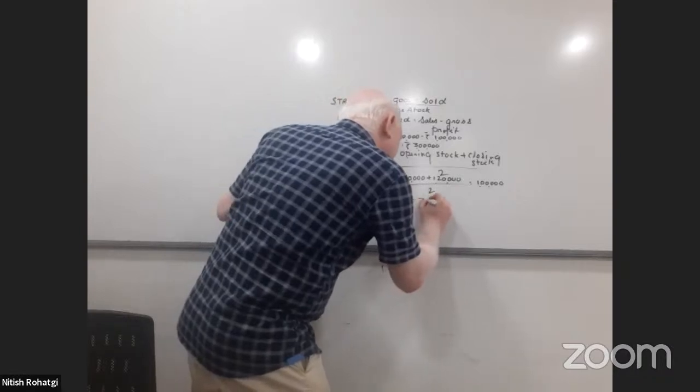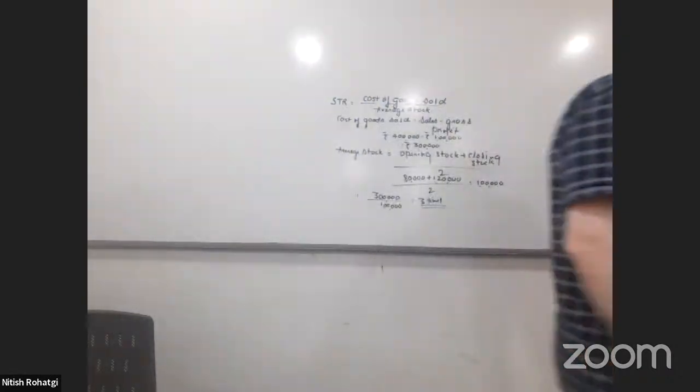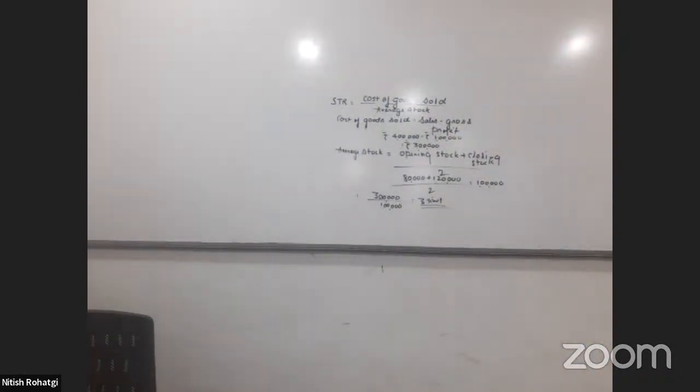Stock turnover ratio is 3 times. Turnover ratios are not calculated in terms of ratios; it is always calculated in terms of times. How many times? It shows that we are selling thrice our average stock. What we have in the stock is being sold 3 times in the market. Right?